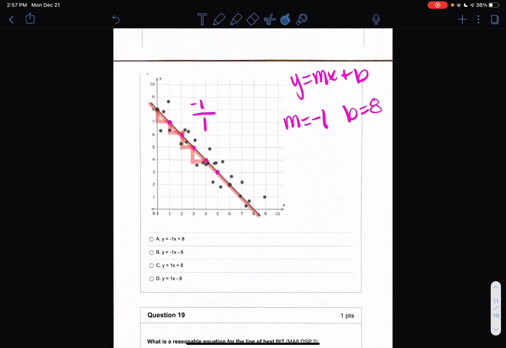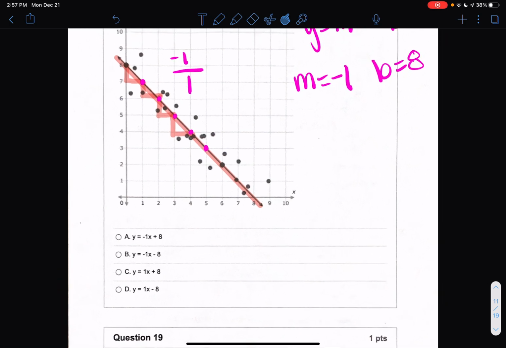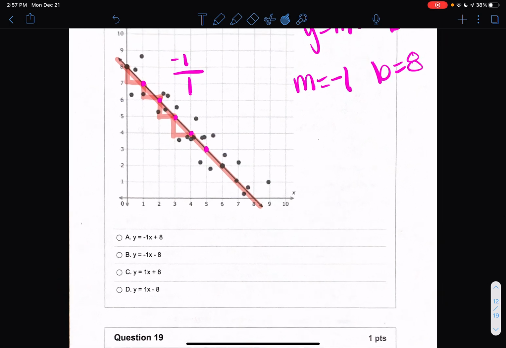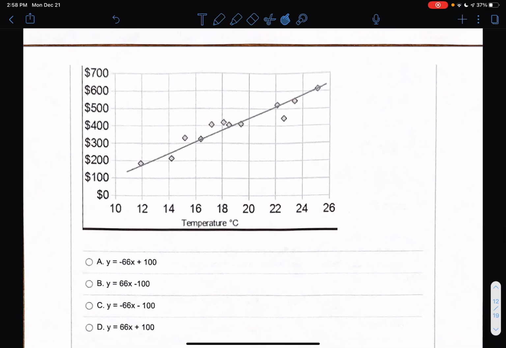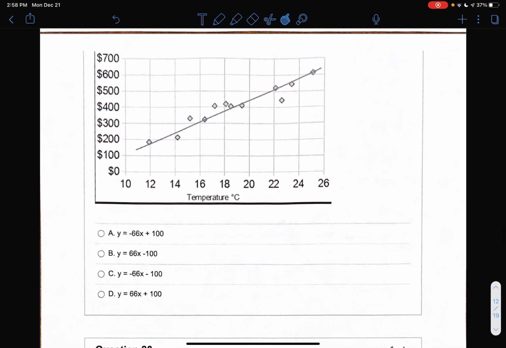Okay, so looking at my equations that are written for me, if I'm replacing m for slope with -1 and my y-intercept with +8, that is going to give me number 19.